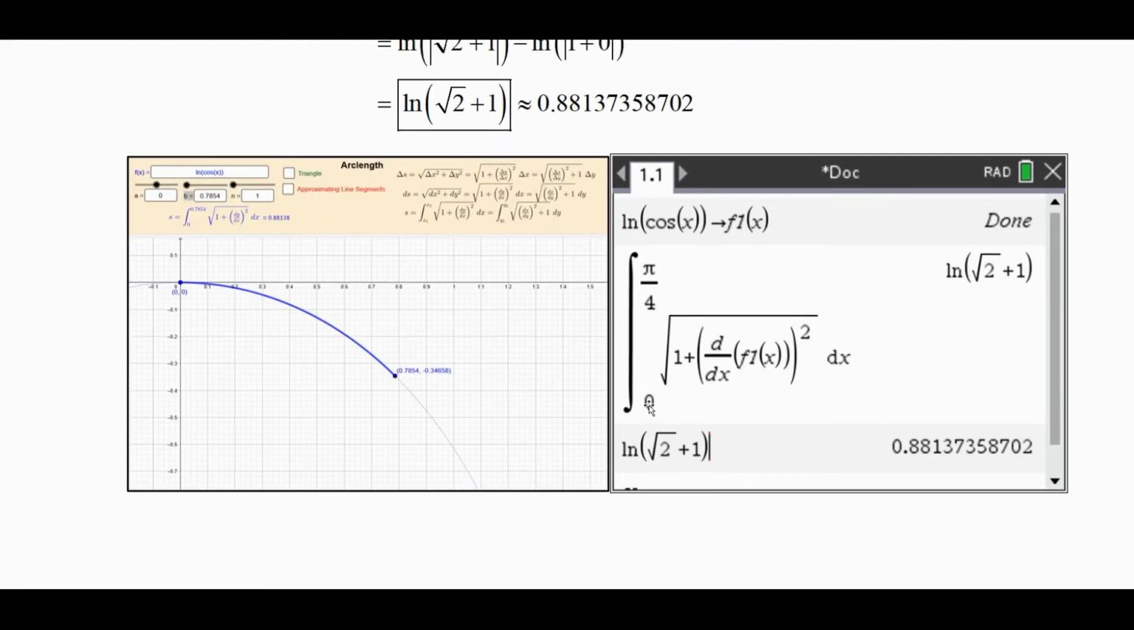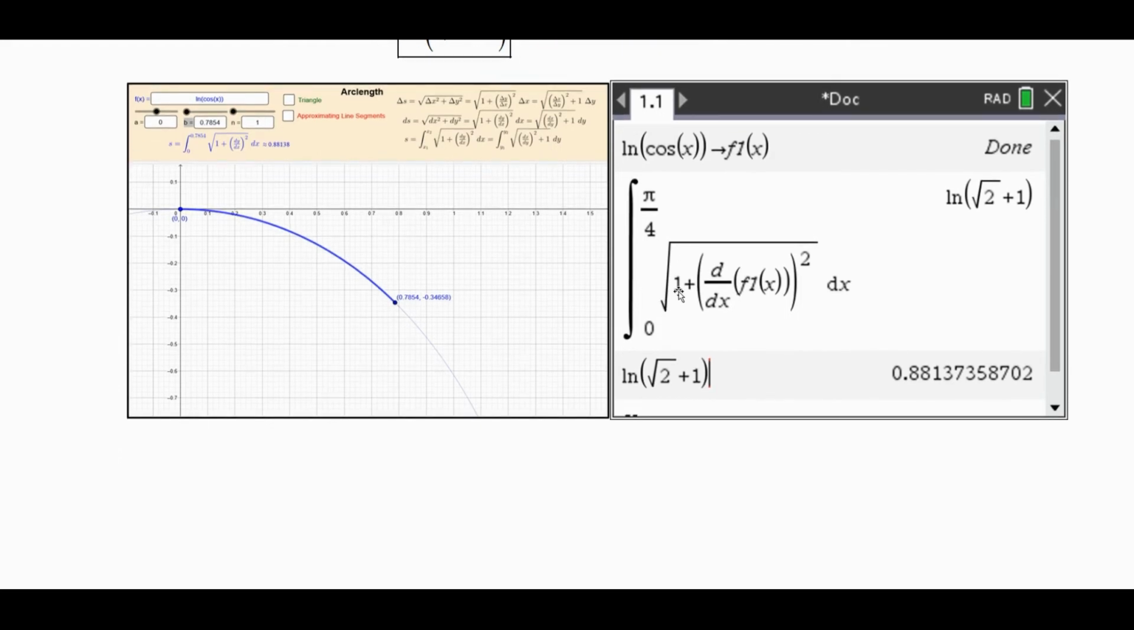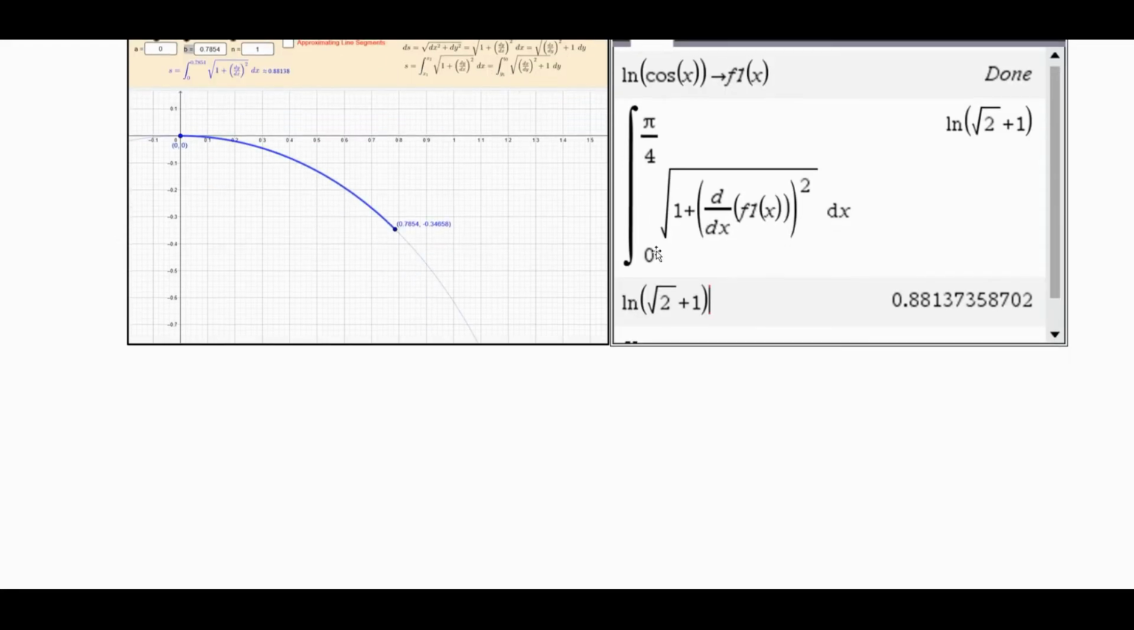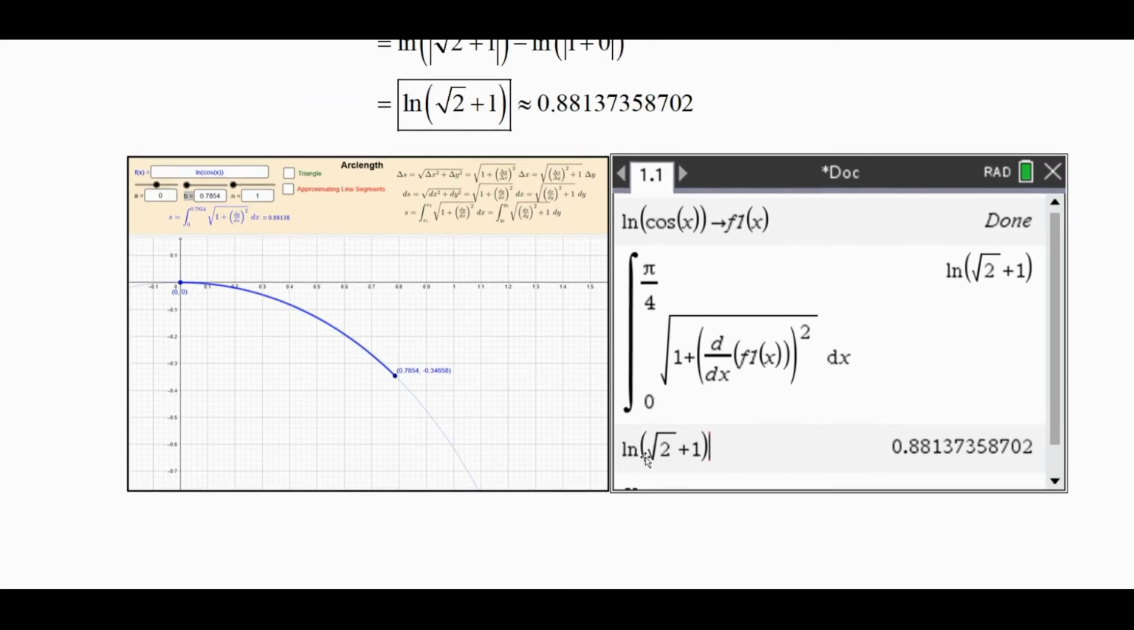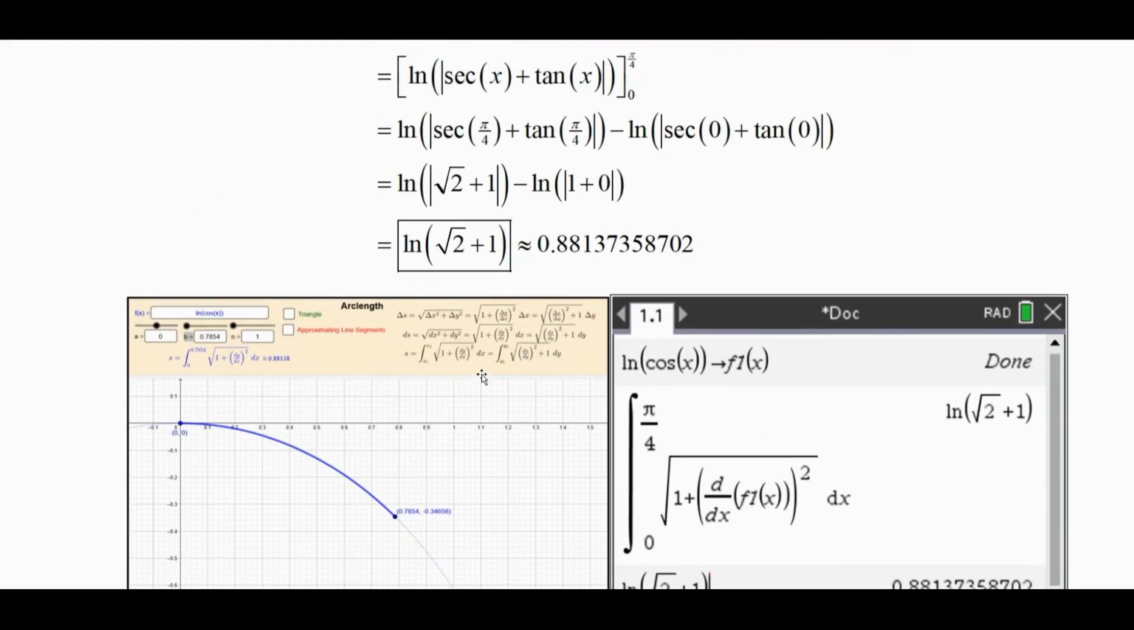And then we know that it's the integral from 0 to pi over 4 of the square root of 1 plus the derivative of f1 of x squared. So find the derivative, square, add 1, square root, integrate from a to b. And we did that, and that turned out to be the natural logarithm of square root of 2 plus 1, which is about 0.881373588702, accurate to that many digits on the calculator.